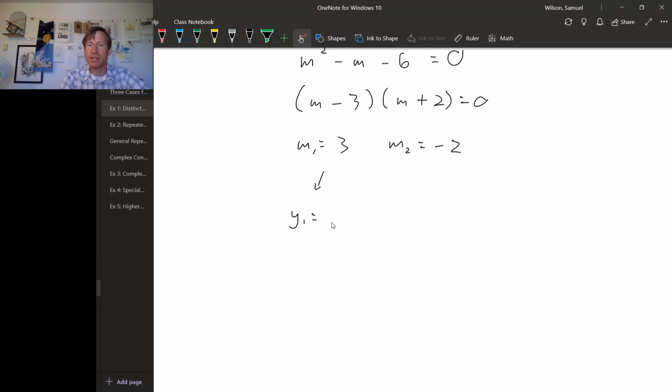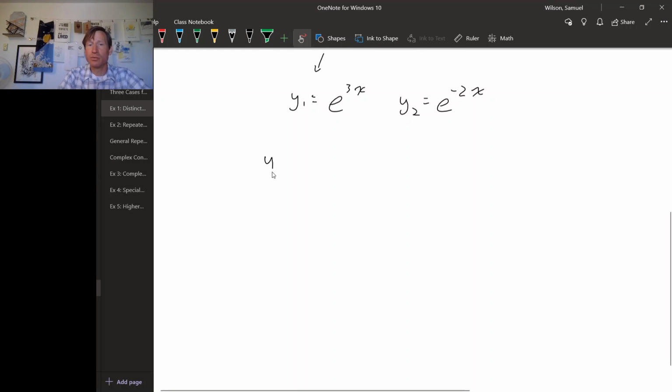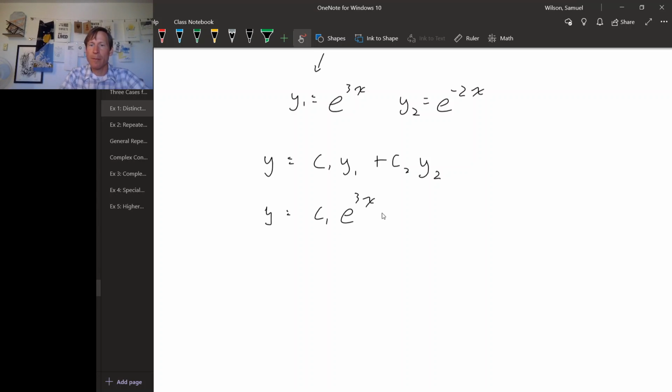So our first solution is e to the first possibility for m, that's 3 times x. And then the second solution, y sub 2, is e to the minus 2 times x. So the general solution would be, remember in general it's c1 y1 plus c2 y2. And so in this case, this is going to be c1 e to the 3x plus c2 e to the minus 2x.